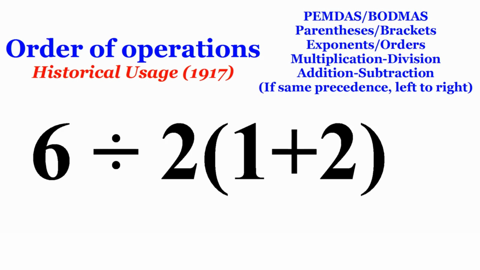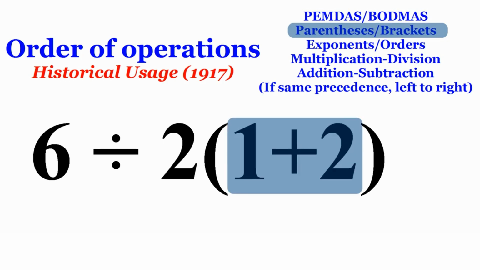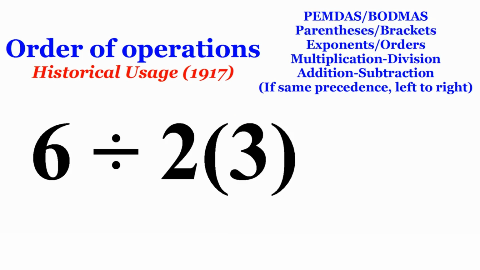So the first part of the equation is the same as before. We have a parenthetical expression and this should be evaluated first. We have 1 plus 2 and that becomes 3. The debate then centers around this division symbol. So what does it mean that we have 6 divided by 2 parentheses 3?